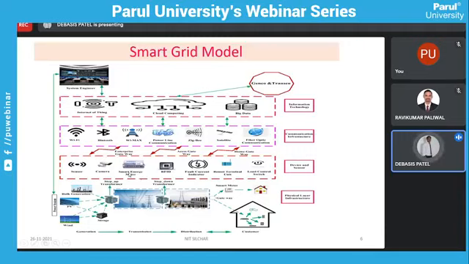Smart energy meters, as we discussed, continuously give what amount of energy or power, and what power factor you are using, right? All this information you will get from smart energy meters.